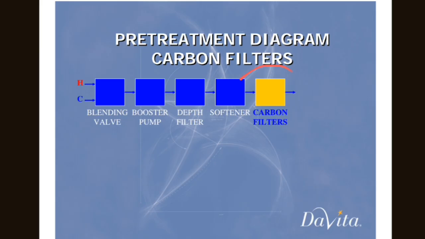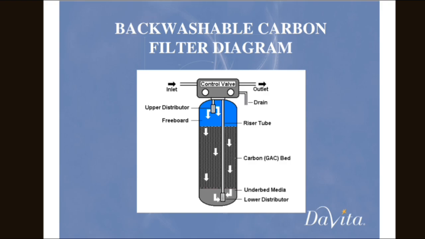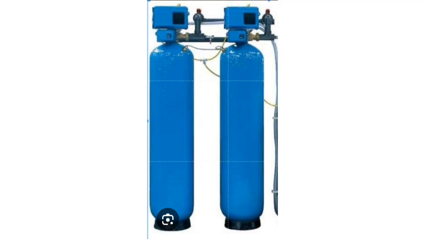The third tank of our RO system is the carbon filters. Here we can see that carbon means GAC, granular activated charcoal, in that tank. So when water passes through that charcoal, the chloramine and chlorine are trapped in that charcoal and the purified water passes from that tank. So we see two carbon tanks in our RO plant diagram.